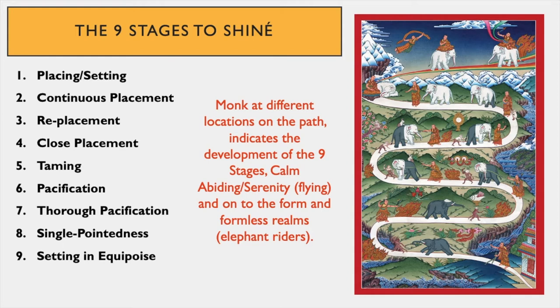Then you tame the mind and pacify the mind, getting fewer and fewer distractions capturing your attention. Then thorough pacification and single-pointedness and setting in equipoise, the mind is finally under our control. So the monk at different locations on the path indicates the development of the 9 stages of calm abiding, serenity is flying, and onto the form and formless realm, the elephant riders.